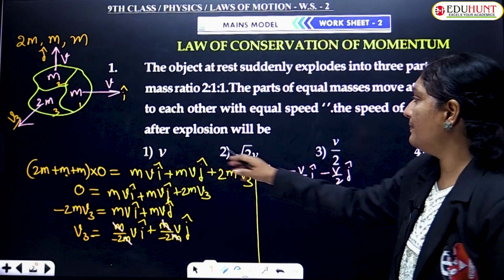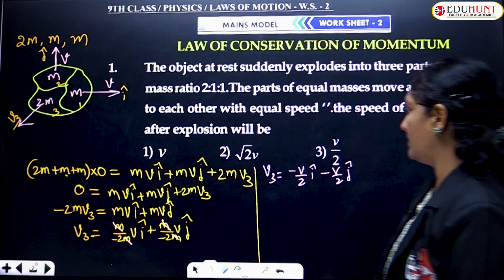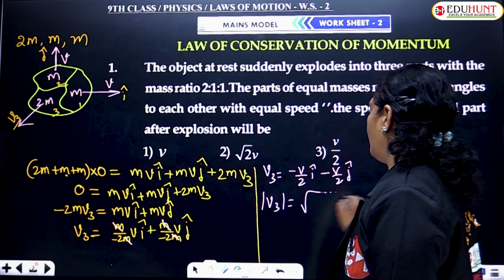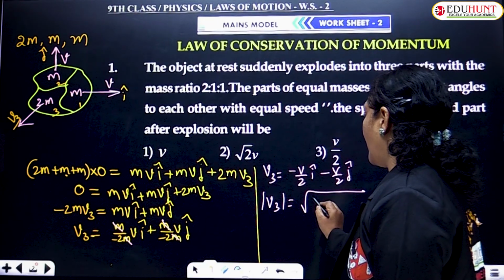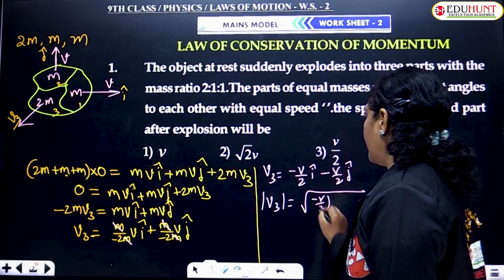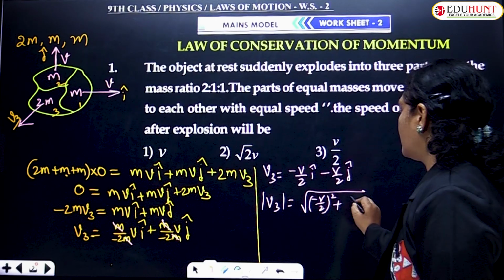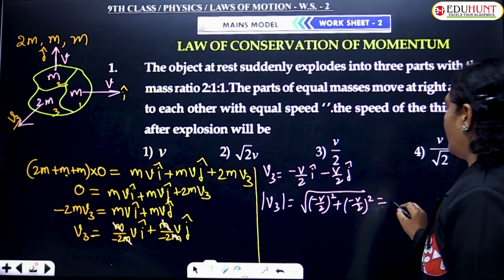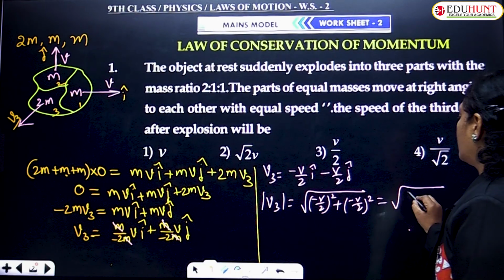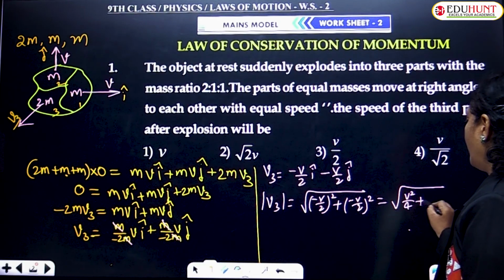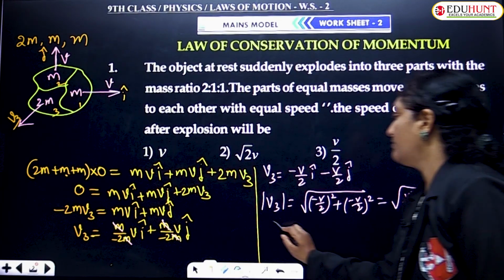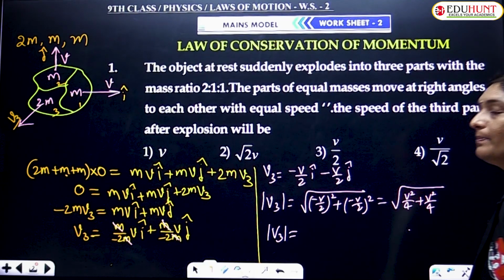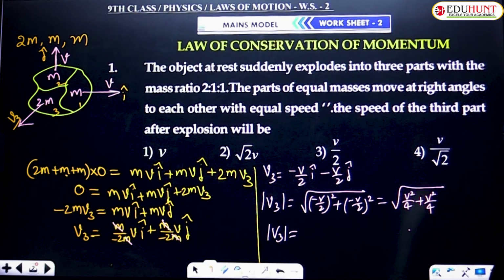But here only magnitude was asked in the question. In order to find the magnitude of V3, root over coefficient square. What is the coefficient here? Minus V by 2. So minus V by 2 whole square, plus again here also we have minus V by 2 whole square. That's it. After simplification, minus V by 2 whole square is V square by 4 plus again V square by 4. Therefore, the magnitude of V3 is V square by 4 plus V square by 4, which is 2V square by 4.